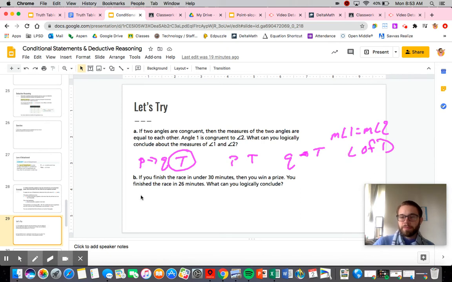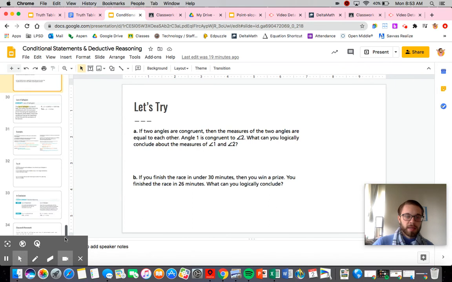L of D. All right, if you finish the race in under 30 minutes, you win a prize. You finish the race in 26 minutes. What can you logically conclude? Right, if you finish the race in under 30 minutes, you win a prize, that is true. You finish in 26 minutes, 26 is less than 30, so that is true. Therefore, we can conclude that we won a prize by the law of detachment. Prize, yay, okay.